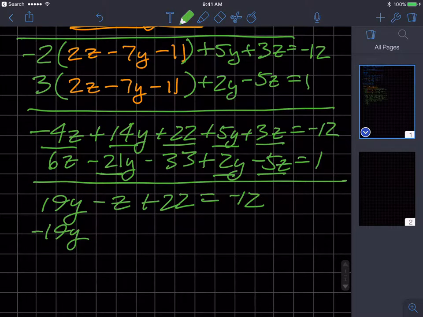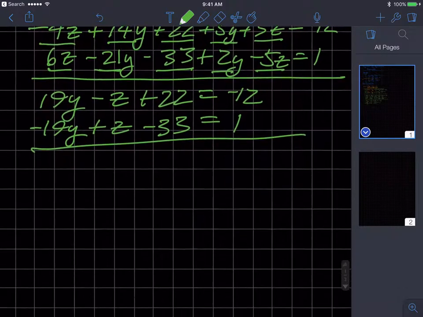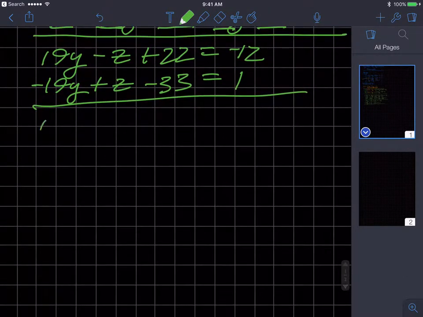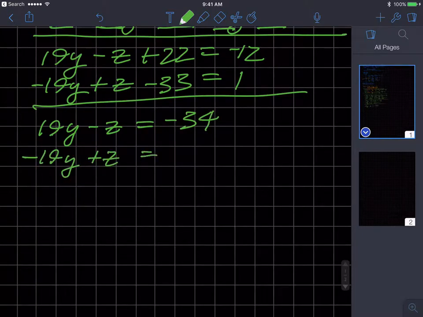Negative 19y and 6z minus 5z is plus 1z. And then 33 is minus 33, equals 1. Now I'm going to subtract 22 from both sides in the first equation, and I get minus 34. This one I get negative 19y plus z equals 34.